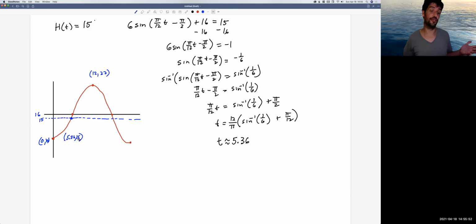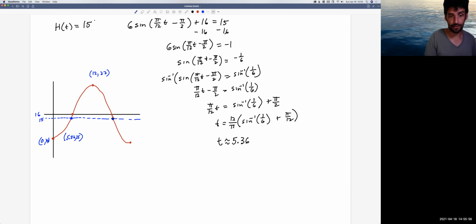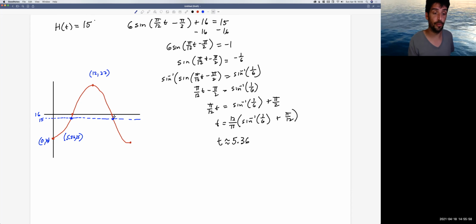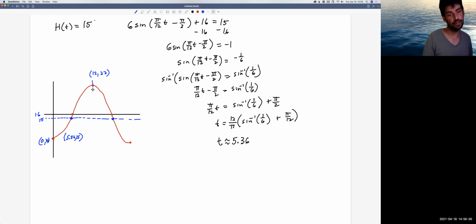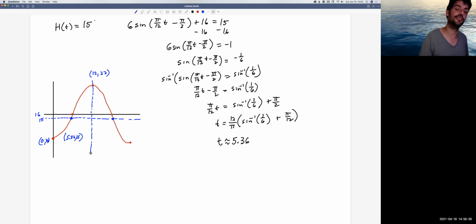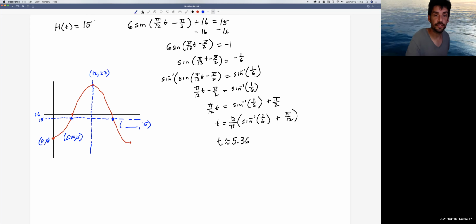And the question wants us to find the time in the afternoon. Well, we can see that right here. There's this other point. Here's noon. Right, so the horizontal axis tells us time. So I'm putting this line right where noon is. We want the time. We want to know what this coordinate is. We know its height is 15.